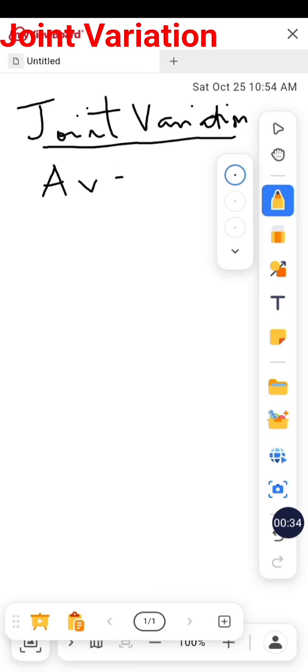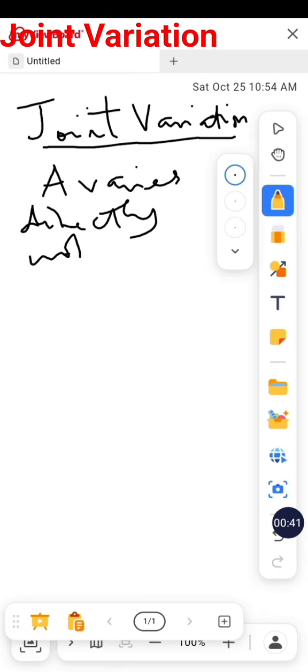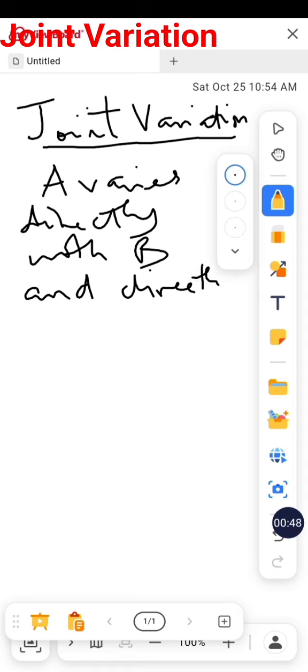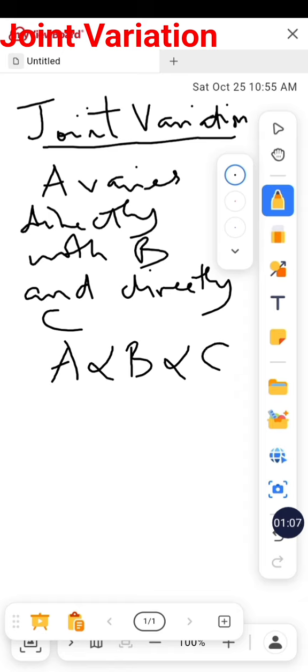So they can say A varies directly with B and directly with C. So it involves more than two variables. You will see that the previous ones that we have done are just two variables, both direct and inverse. So when we have more than two variables, we refer to it as joint variation. In this case, this will be interpreted as A directly varies with B and also directly varies with C.